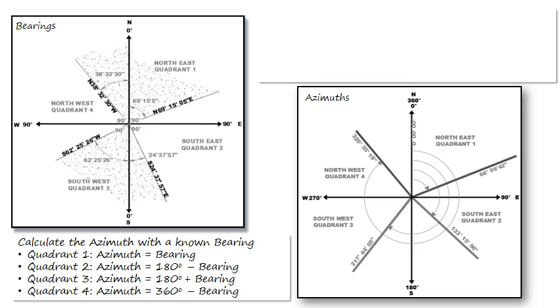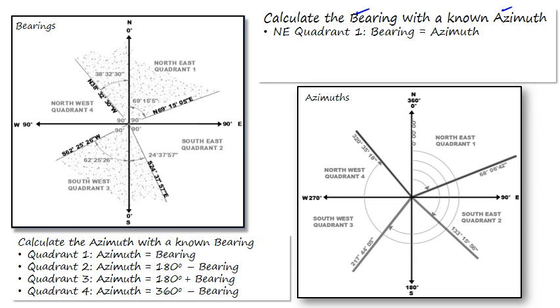Now, if we know the azimuth and we want the bearing, then we're going to look at quadrant 1 and we're going to say, as we said over here when we knew the bearing and the azimuth angle, the angle itself is the same, but this would be north 68 degrees, 6 minutes, 42 seconds east.